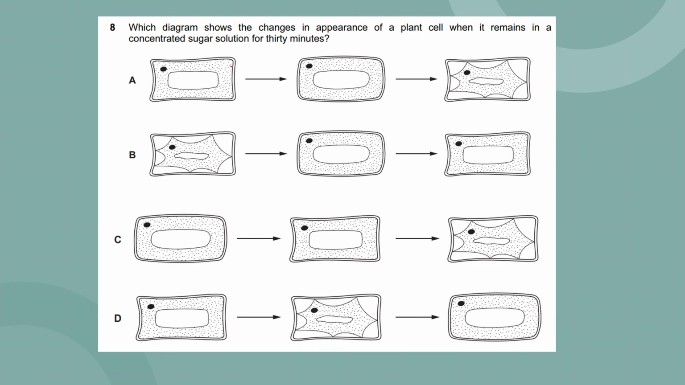And it's kept for 30 minutes, so let's be careful. It cannot be this because it's shrinking here, so it can't be A. It's already shrunk here, can't be B. And your option would be C. It can't be D because it doesn't directly go here and come back up.